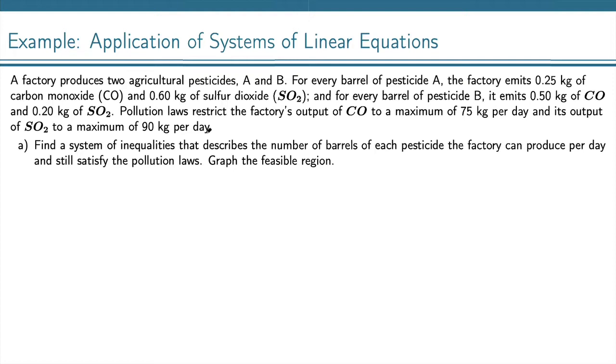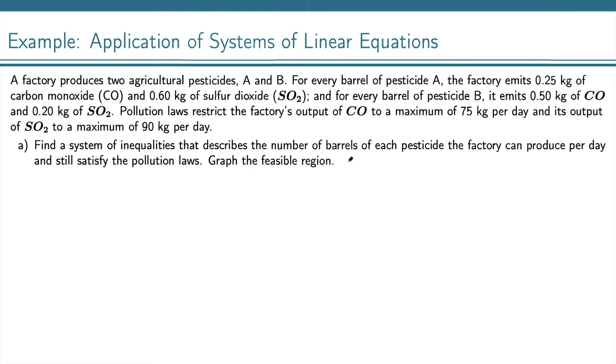So there's a couple things going on here. We've got these two pesticides, and each emits a certain amount of each of these pollutants, and there's this restriction on how many pollutants they can emit. And so what we can do is find a system of inequalities that describes this.